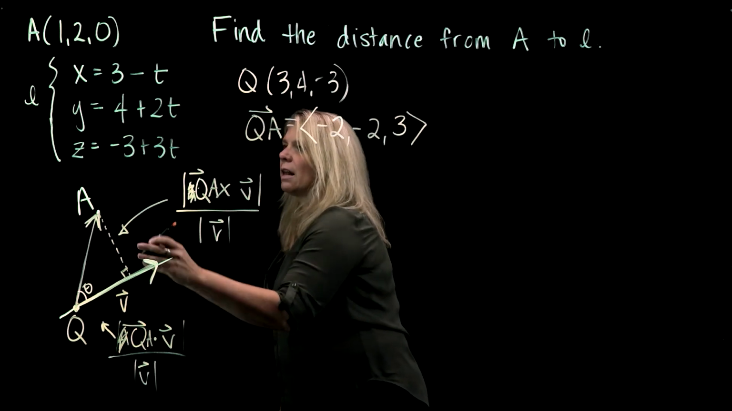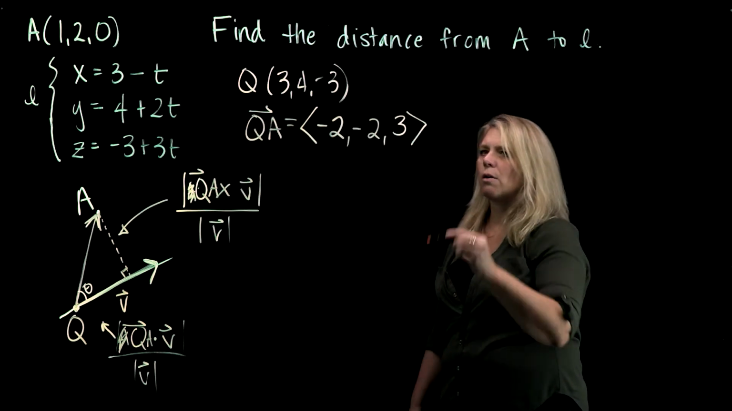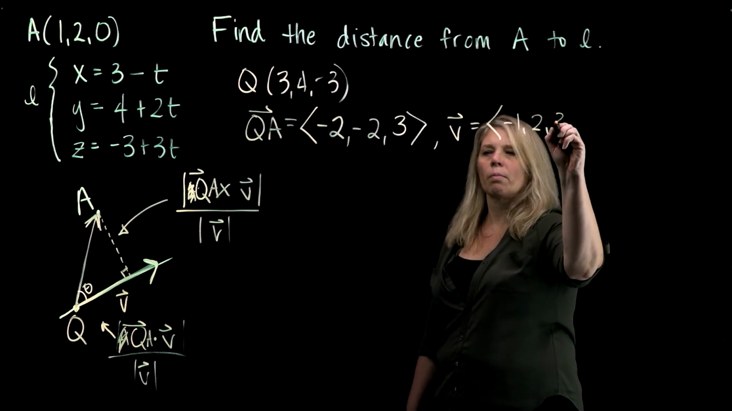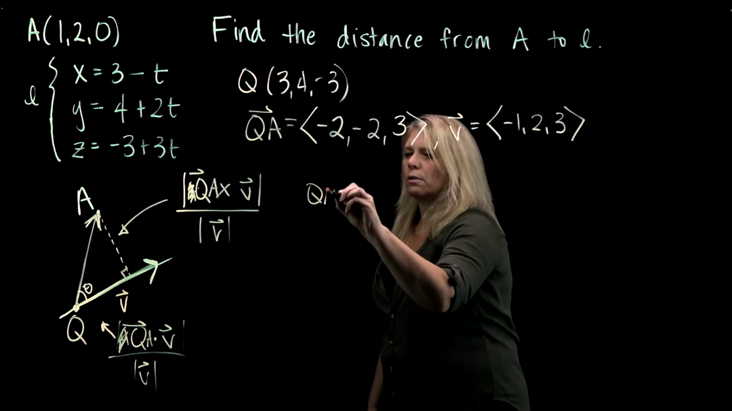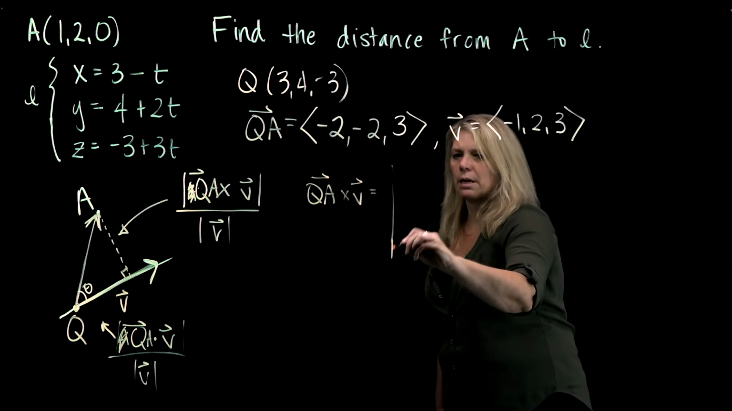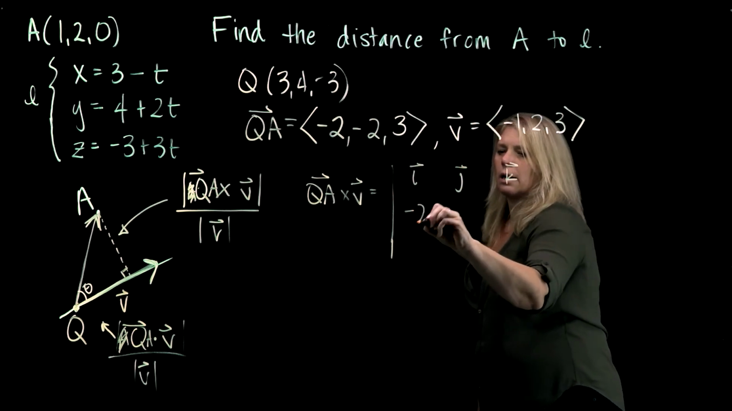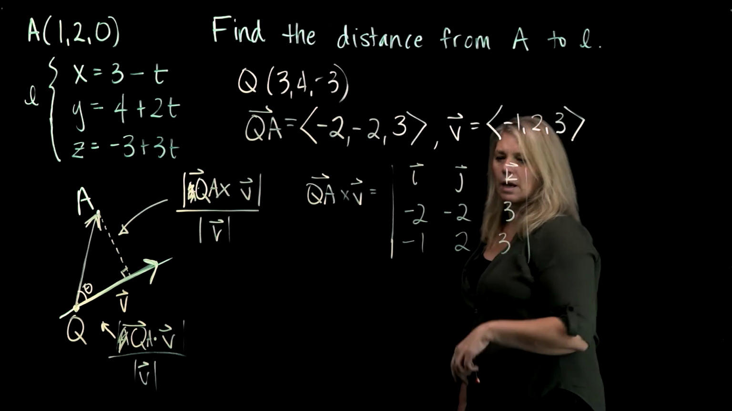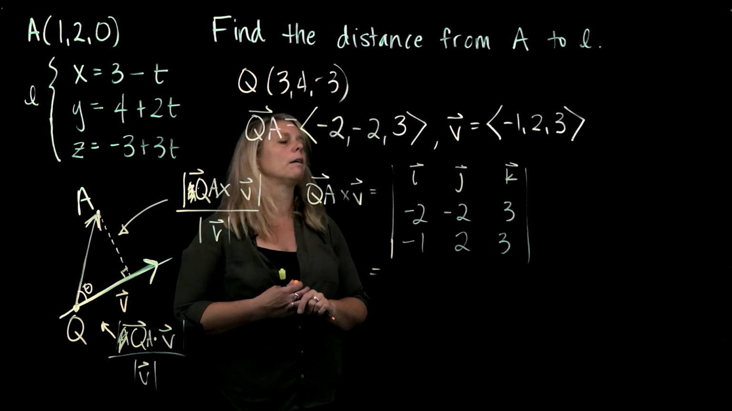Vector v along the line, so the coefficients of the t in that equation of the line give you the components of a vector along the line. Okay, I need to do a cross product. So QA cross V. We'll set up our little determinant of a matrix here: i, j, k, -2, -2, 3, -1, 2, 3. And if I calculate my cross product here, you should be getting a little more fluent in calculating these cross products.